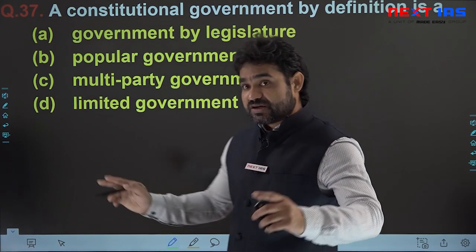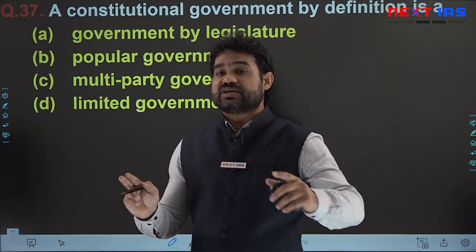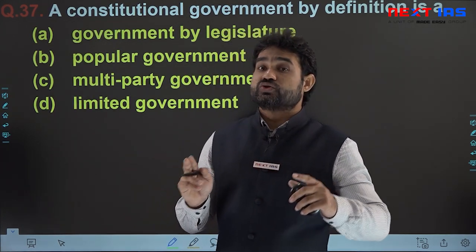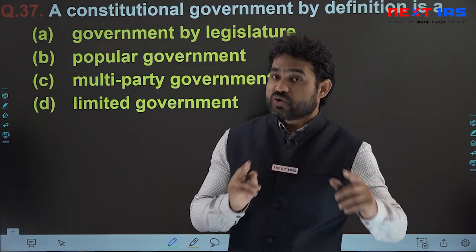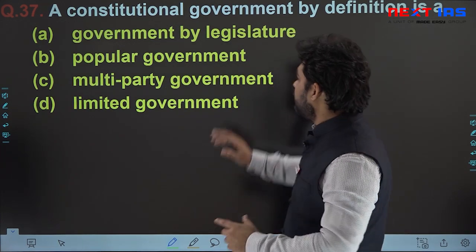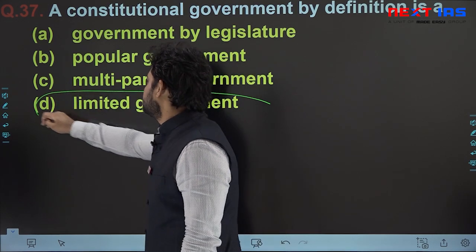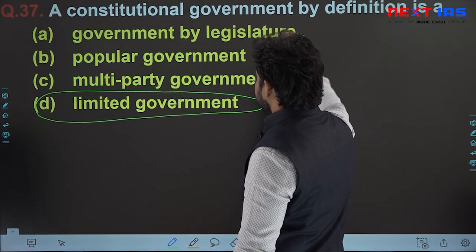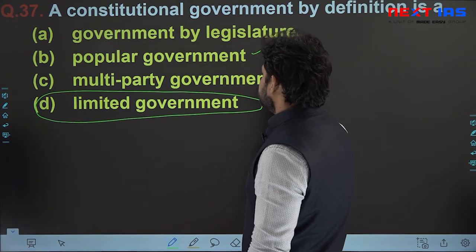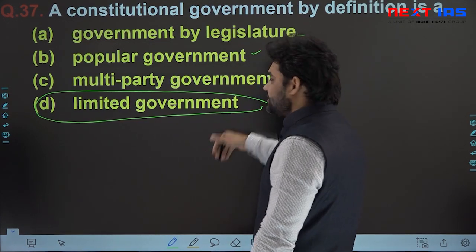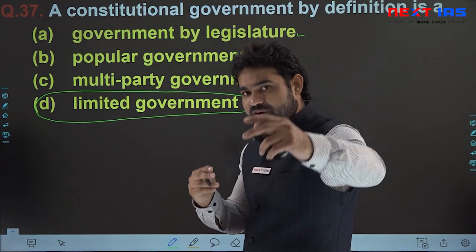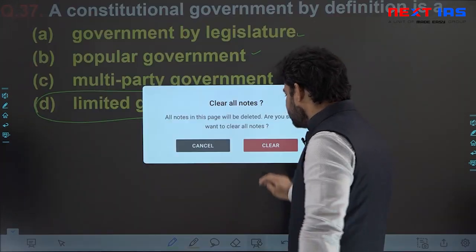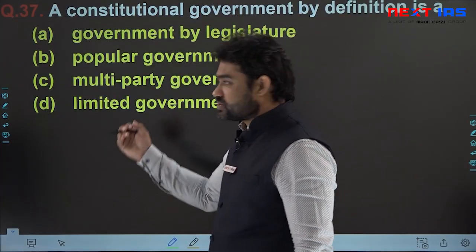Constitution, government: here is the conceptual question. When I told you that we studied Constitution, constitutional law, constitutionalism, constitutional democracy, constitutional government, we can understand it means actually we are talking about limited government. But you get the syllabus. Government by legislature, what does it mean? Popular government, what does it mean? Multi-party government, what does it mean? Limited government, what does it mean? So over a period of time, you see what has been given in the syllabus in terms of those options also.